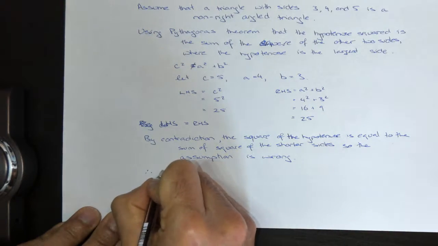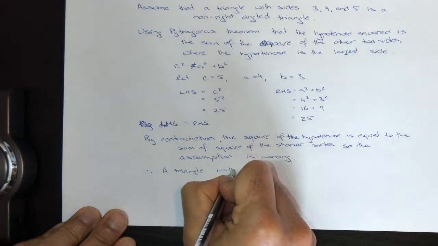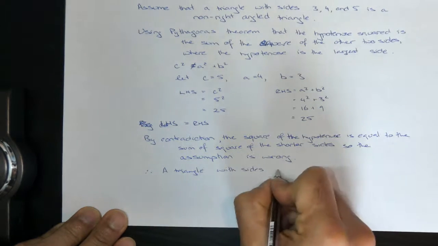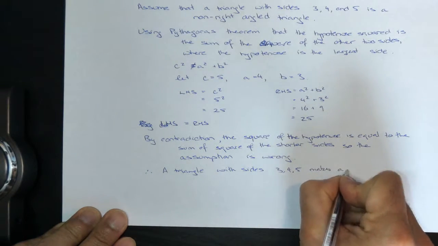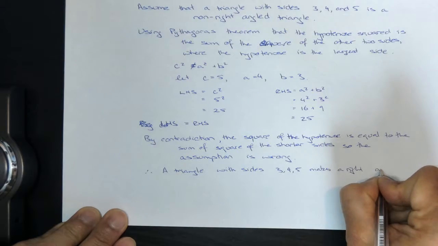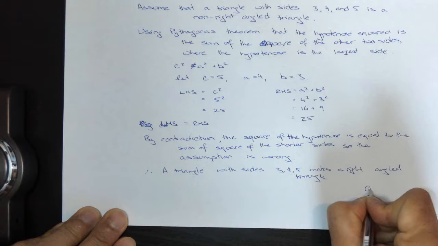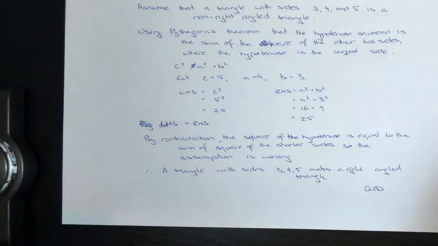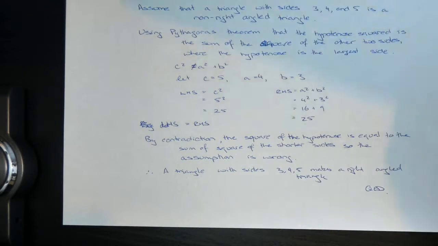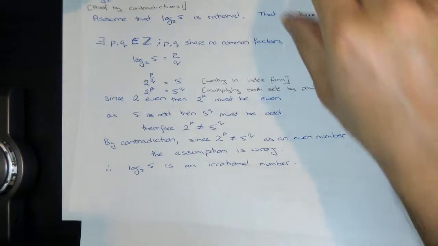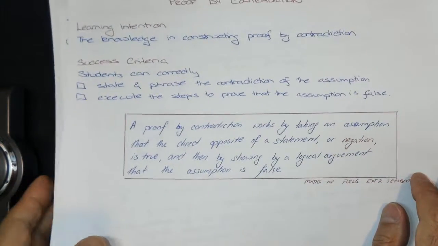Therefore, a triangle with sides 3, 4, 5 makes a right angled triangle. And that's it. If we're doing a proof by contradiction, we assume that the statement is the direct opposite.